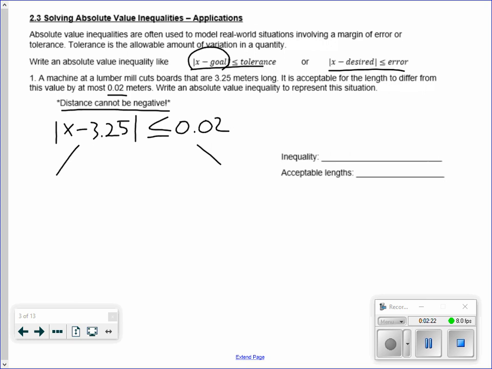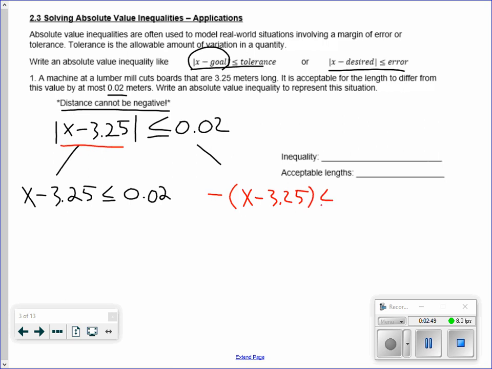So we have our absolute value inequality here. The absolute value is isolated. That's the most important part right now. We can't do anything unless it's isolated, but it is. So we can make our two different cases. A positive case, so x minus 3.25 is less than or equal to 0.02. And the negative case, where it's the negative of everything inside the absolute value. So negative of x minus 3.25 is less than or equal to 0.02.